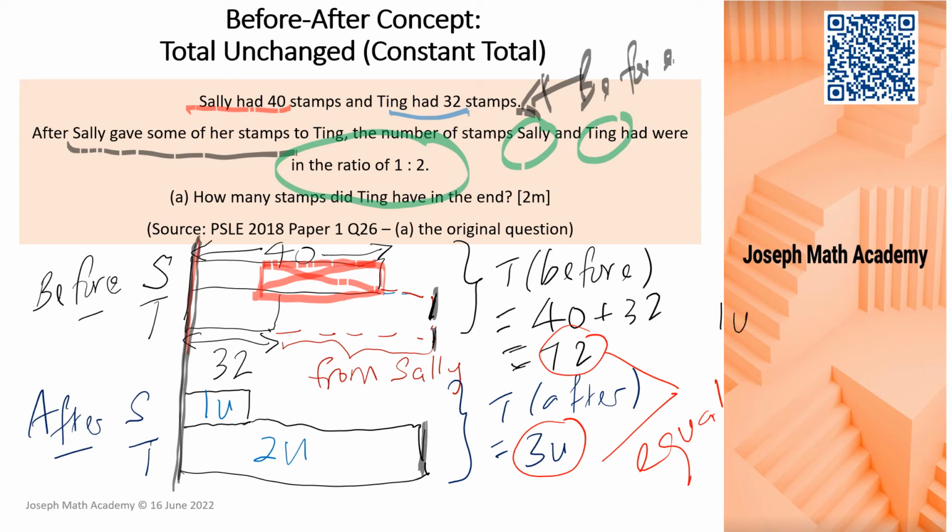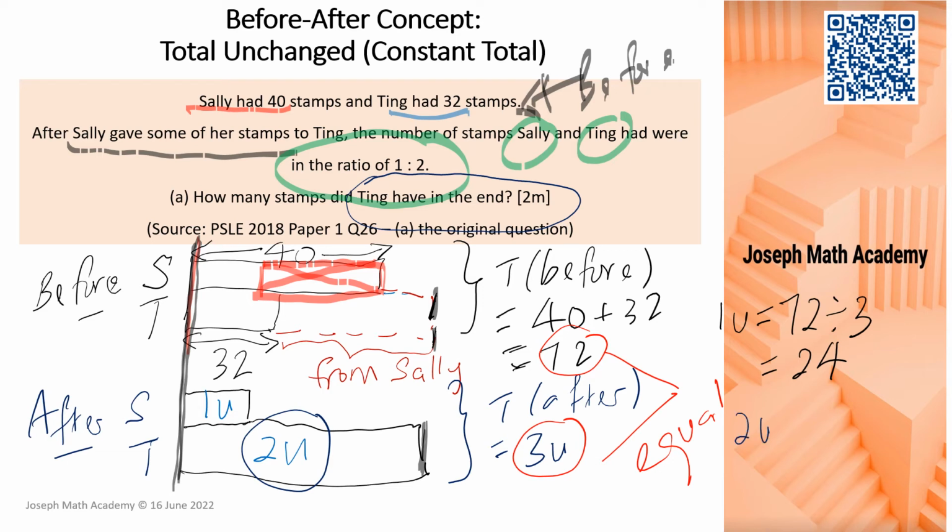So 1 unit will be 72 divided by 3. Okay, that gives us 24. Now, in the question, we are supposed to find how many stamps did Ting have in the end, right? How many stamps did Ting have in the end? Now, Ting, in the end, she had 2 units. So let's find 2 units.